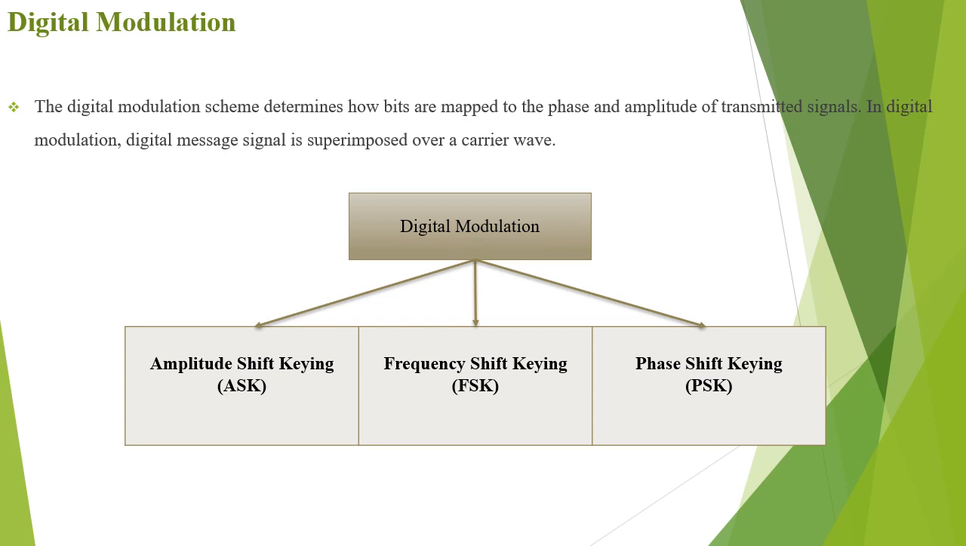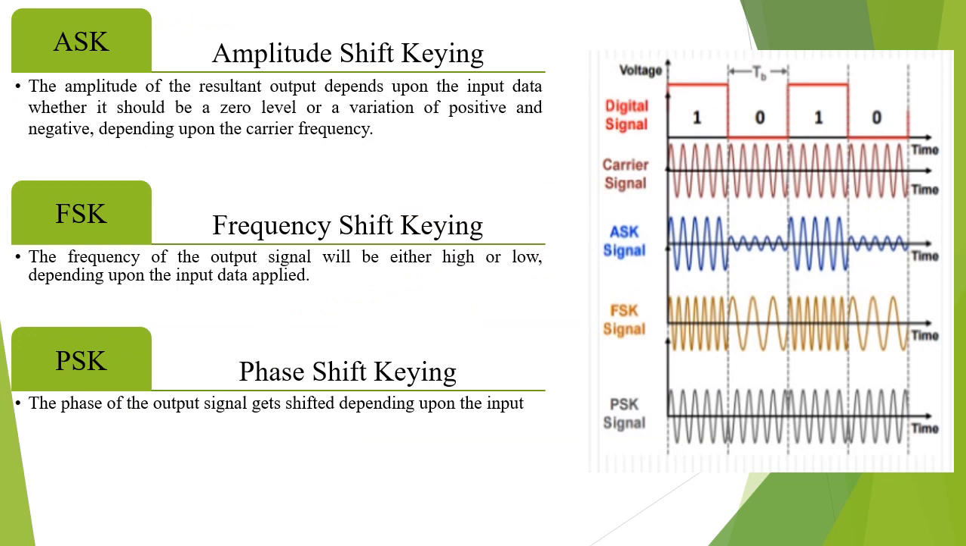There are three types of digital modulation: ASK, FSK and PSK. In digital communication, the modulating wave consists of binary data and the carrier is a sinusoidal wave. In this diagram, this is the baseband digital message signal and this one is the analog sinusoidal carrier signal.